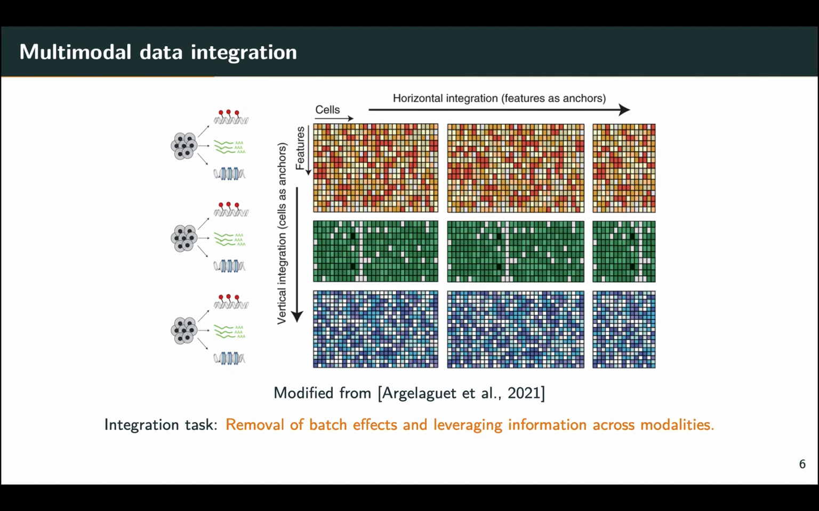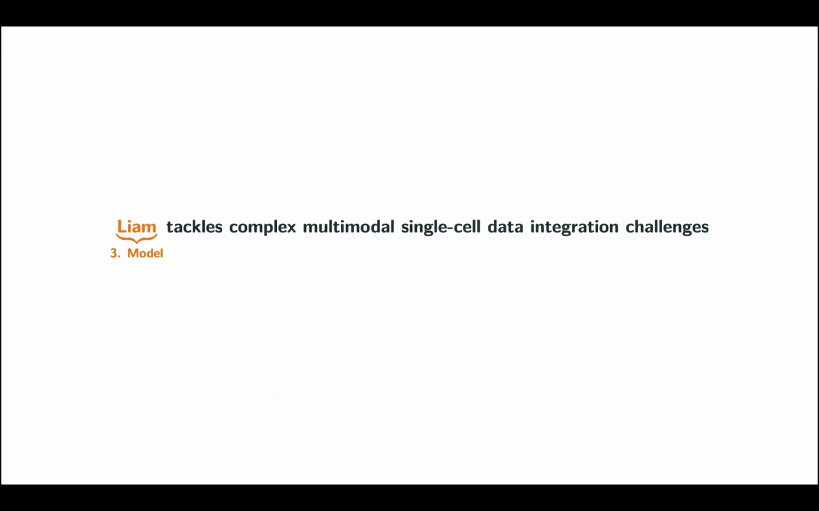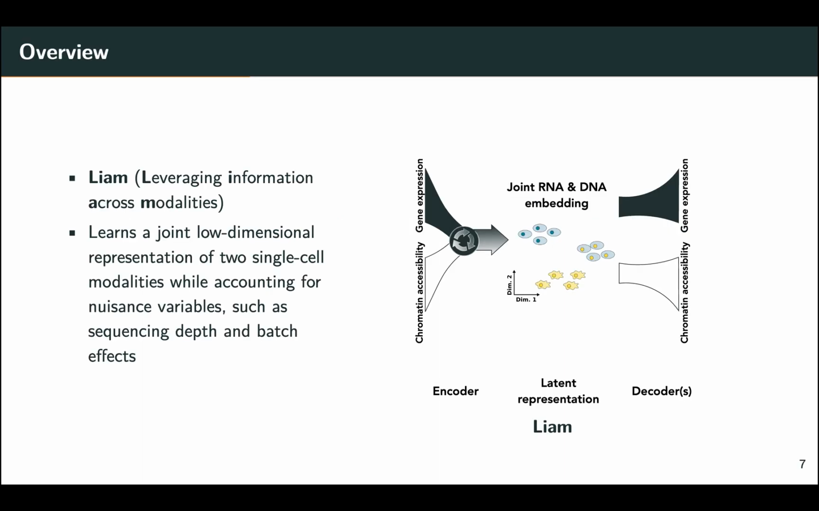And I'm trying to solve both of these problems at the same time. To this end, I developed LIAM, which is an acronym for leveraging information across modalities. What LIAM does is that it learns a joint low-dimensional representation of two single-cell modalities, and while it does so, it can account for nuisance variables such as, for example, sequencing depth and more complex batch effects.